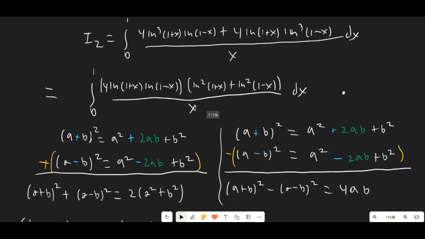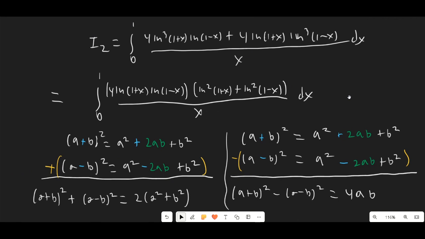So I know this may seem a little bit out of the blue, but this is actually a relatively common trick when you have something that looks like a squared plus b squared, or you have something that looks like ab. And that's if we analyze the expansion of a plus b squared, we notice that the only difference between a plus b squared and a minus b squared is that we have plus 2ab or minus 2ab. And what this means is that on the left side here, if we add a plus b squared plus a minus b squared, we just get 2 times a squared plus b squared.